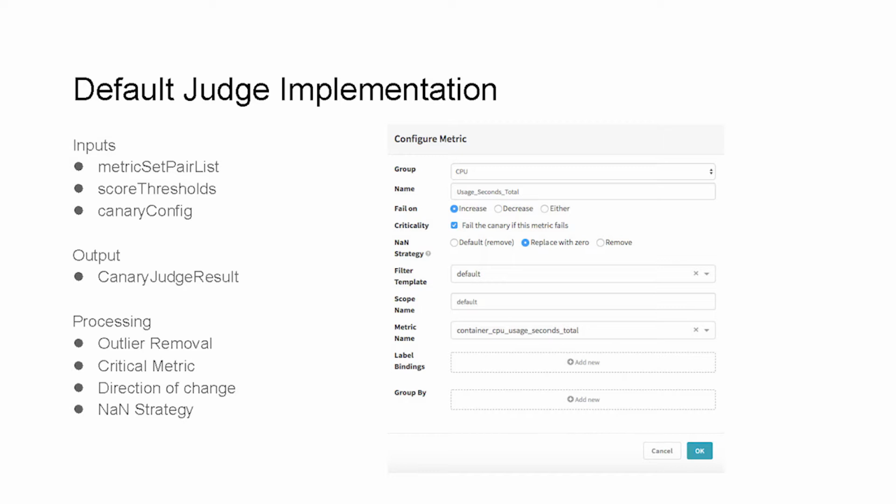The canary judge result would include pass, fail for each one of the metric pairs, overall score, and the group score. Because we have some metrics that we can group, it also computes the group score for them. Right.